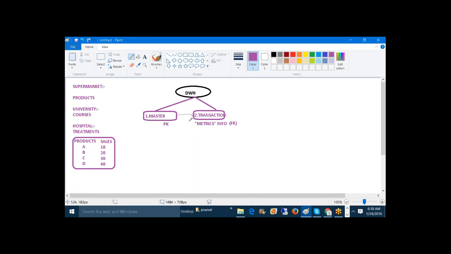Let's say for example we have product and sales. What is product? The product is master and sales is transaction. So without the product, can the sale exist? Obviously no. Without the product, the sale cannot exist.